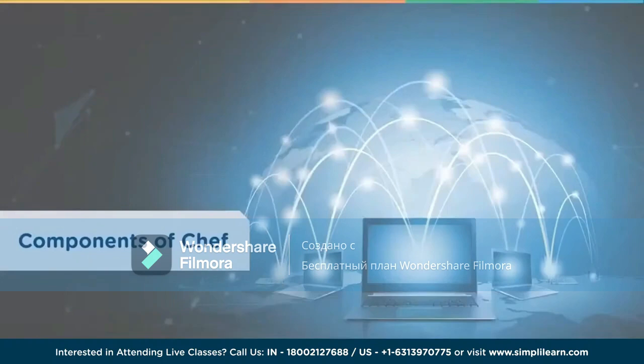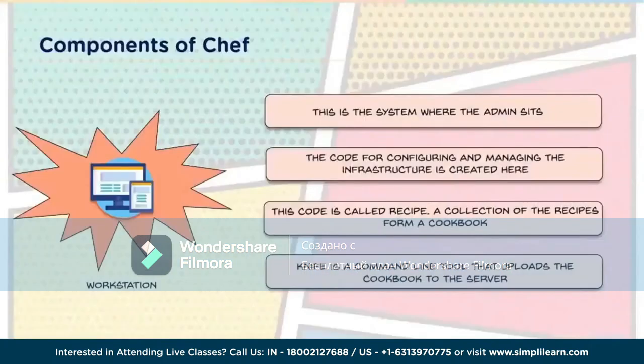Let's now look at the various components of Chef. So our first component is the workstation. The workstation is the system where the system administrator sits. He or she creates the codes for configuring your nodes. Now these codes, which in case of Chef are written in Ruby, are called the recipes. And you'll have multiple number of recipes. So a collection of recipes is called a cookbook.